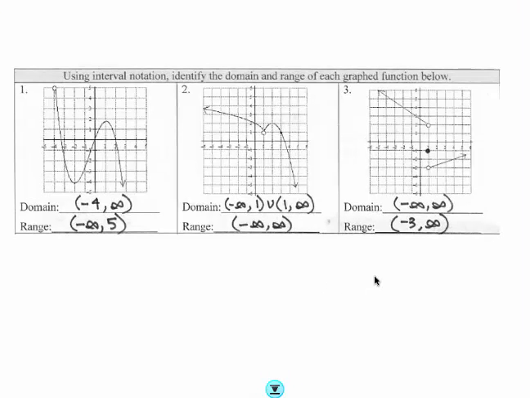For number 3, we have some holes here, but when you're going left to right, even though there's a hole here, you can still put in 1 because you have the solid dot here. And then it continues after 1 with this one over here. So it's a -infinity to +infinity domain.